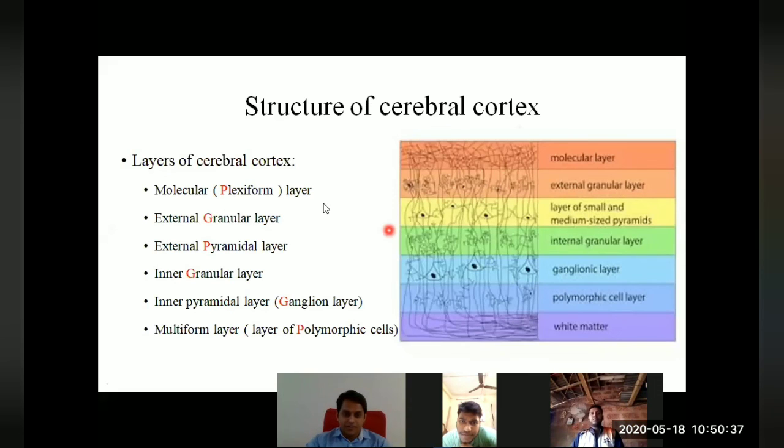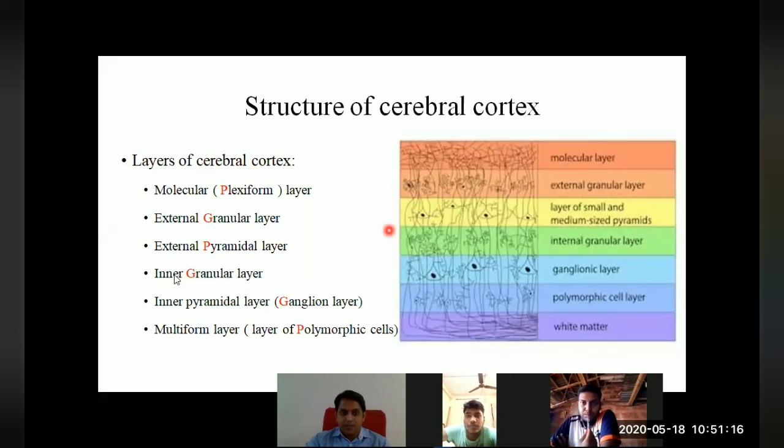And it has the following layers. The outermost layer is called the molecular layer, and it consists of the horizontal cells of Cajal. The next layer is the external granular layer. Obviously, the stellate or granular cells will be located here, but densely compacted. Next comes the layer of small and medium-sized pyramidal cells, which you also call the external pyramidal layer. The pyramidal cells present here are small or medium-sized.